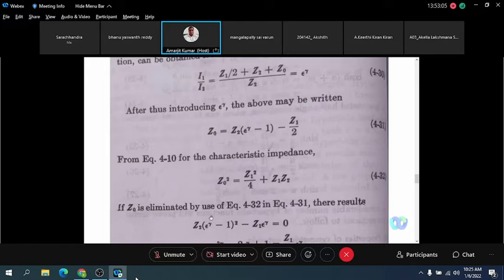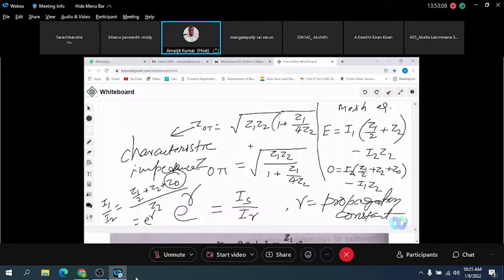Okay, and this you already know. For the T section, the characteristic impedance of the symmetrical network is equal to the square root of Z1 Z2 into (1 + Z1/4Z2). So we can put the value of Z0 from this equation, because this is equal to e to the power gamma. So Z0 in terms of Z1 and Z2.